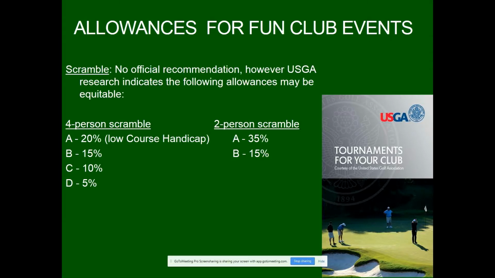Some things that are not in the book, common scrambles. These are recommendations made by the USGA. So in a 4-person scramble, you should use 20, 15, 10, 5, with 20 off the lowest course handicapper of the group. And in a 2-person scramble, you should use 35 and 15%.